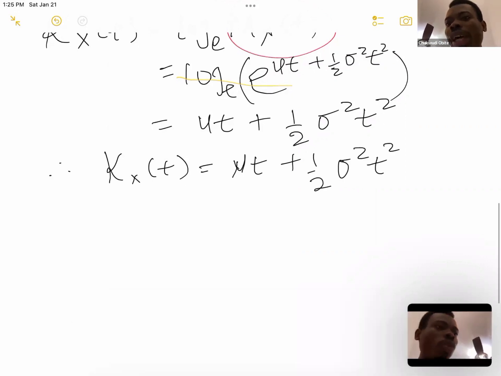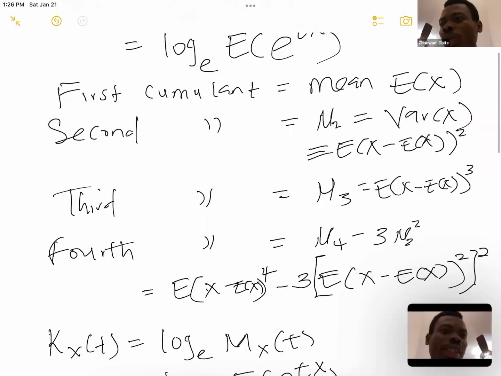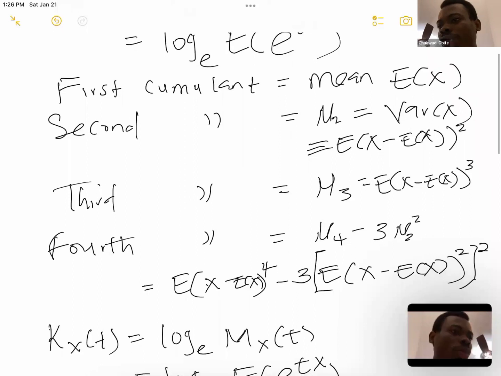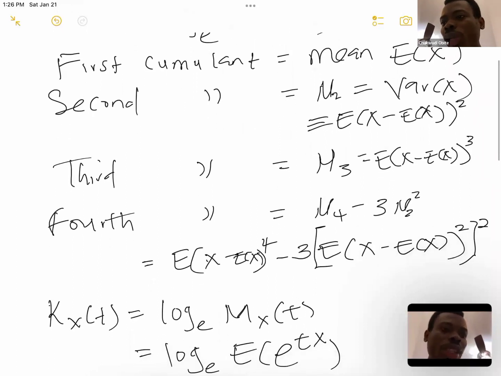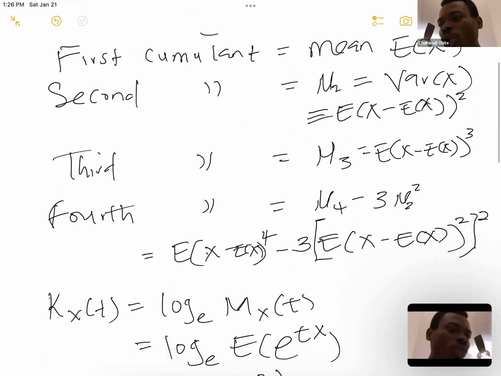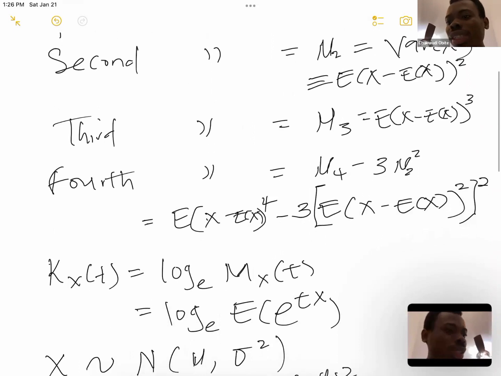So remember what I wrote earlier. The first cumulant is the mean, the second cumulant is the variance, which is the second moment about its mean. The third cumulant is the third moment about its mean. The fourth cumulant is the fourth moment about its mean minus 3 times the second moment about its mean, all squared. So let's check this out.